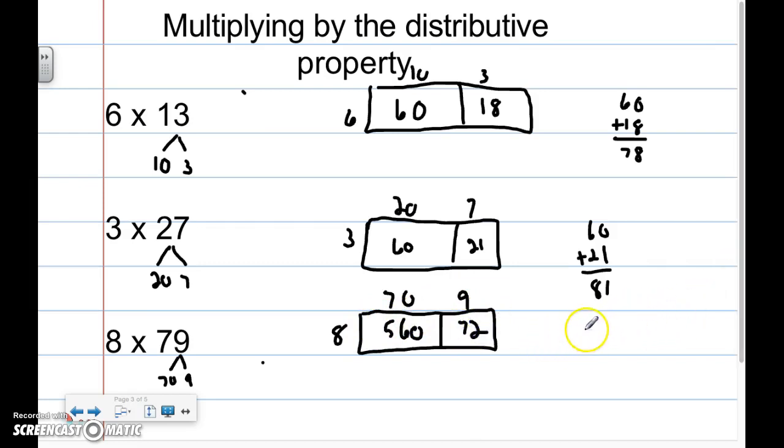So now I have to add up the 2 boxes. So 560 plus 72 is going to give me 632 as my answer. So that's my answer, 632.